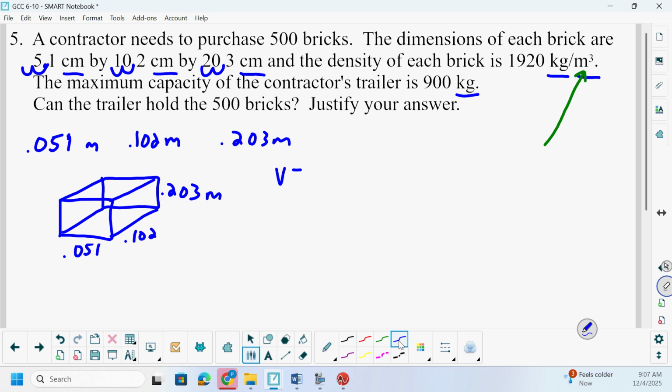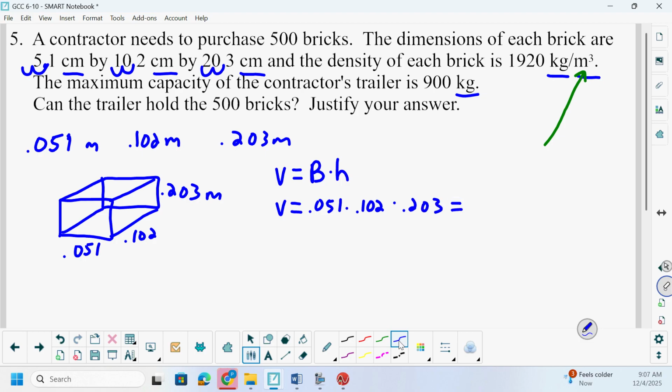So our brick is a prism. From our reference sheet, we have capital B times H, which means the area of the base times the height. So our area of our base is a length times a width, so we'll have 0.51 times 0.102, and then times the height, the 0.203.